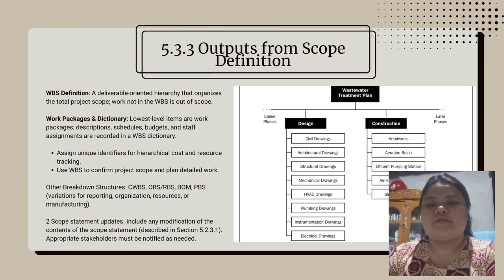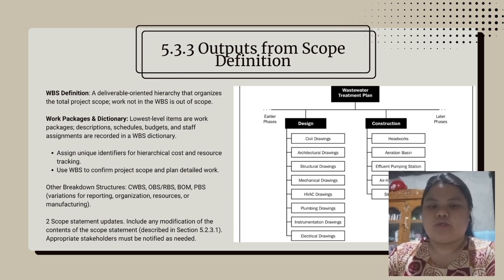Next is the WBS definition, a deliverable-oriented hierarchy that organizes the total project scope. Work not in the WBS is out of scope. Work packages and dictionary: the lowest level items are work packages; descriptions, schedules, budgets, and staff assignments are recorded in the WBS dictionary. Assign unique identifiers for hierarchical cost and resource tracking. Use the WBS to confirm project scope and plan detailed work.